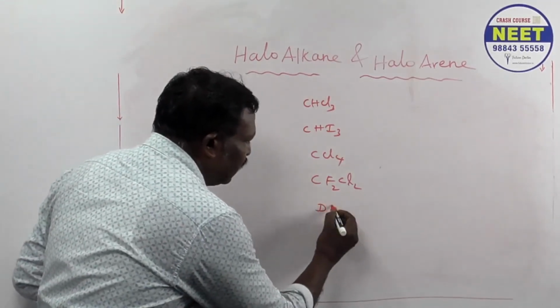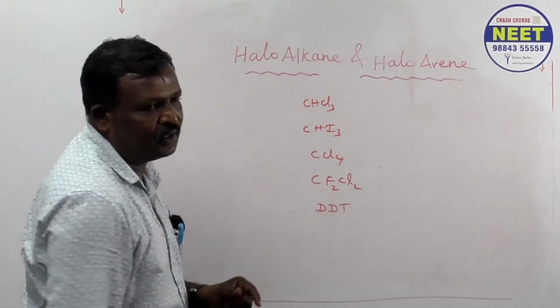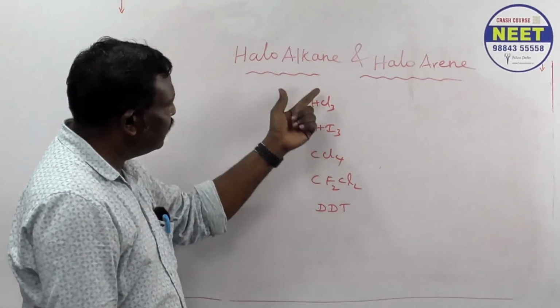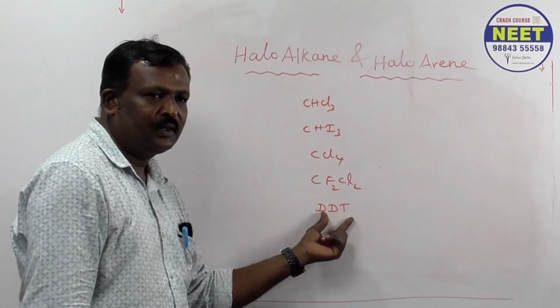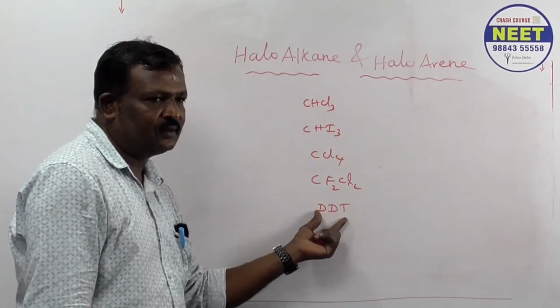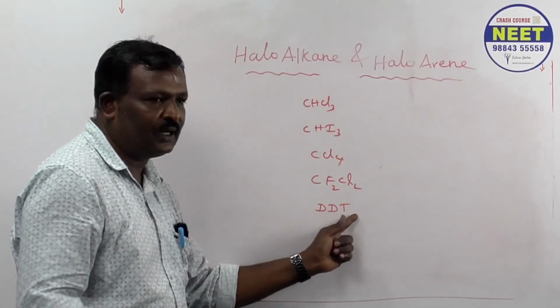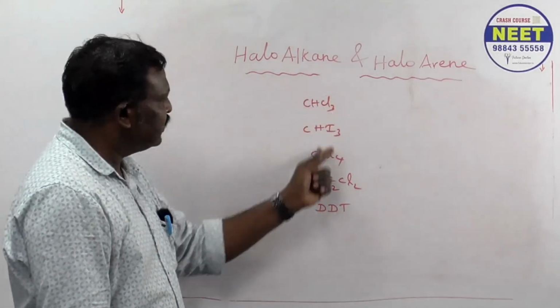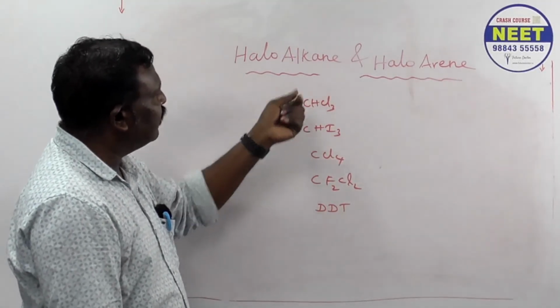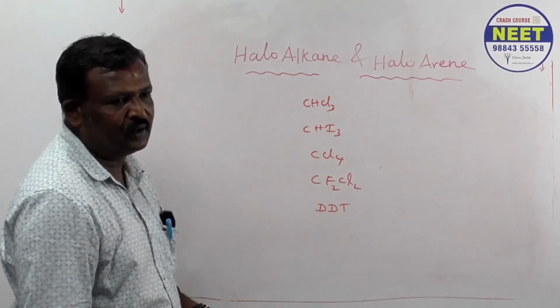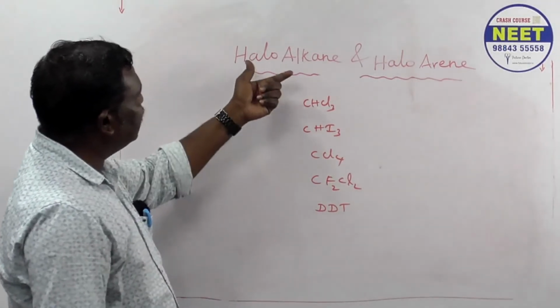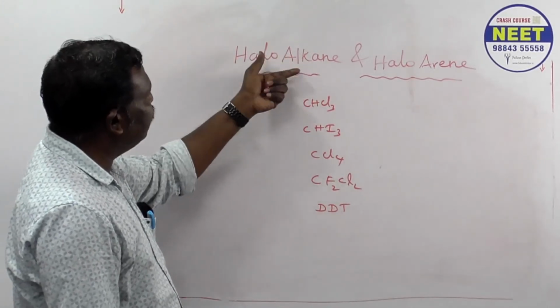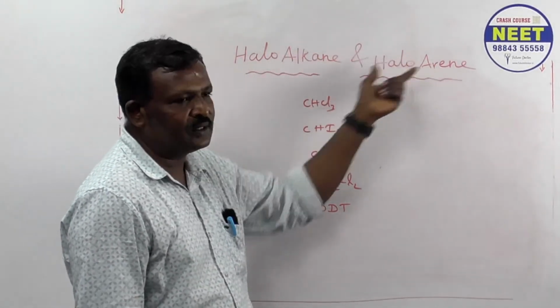DDT, one compound is there. This also has chlorine. It's called a halogenated compound. All these compounds have halogens. The DDT is nothing but an insecticide. Dichloro diphenyl trichloroethane. So this and all halogen compounds are used in some medical fields. Right. But our topic is only haloalkanes. So aliphatic compounds and aromatic compounds only we are going to study in this topic.